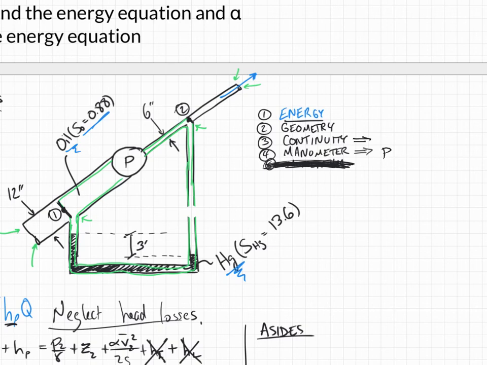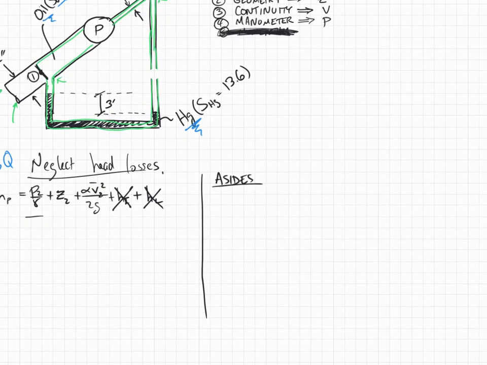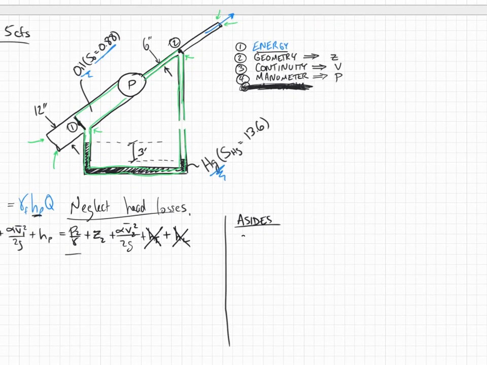What are we going to use continuity for? We usually use continuity to get at velocities. What are we going to use the geometry for? We usually use the geometry to get at Z. So let's start with the geometry.